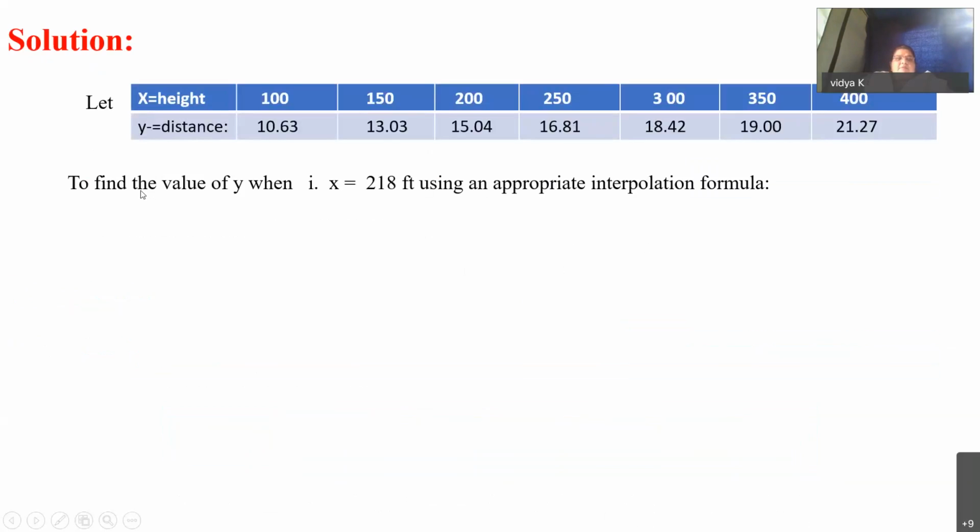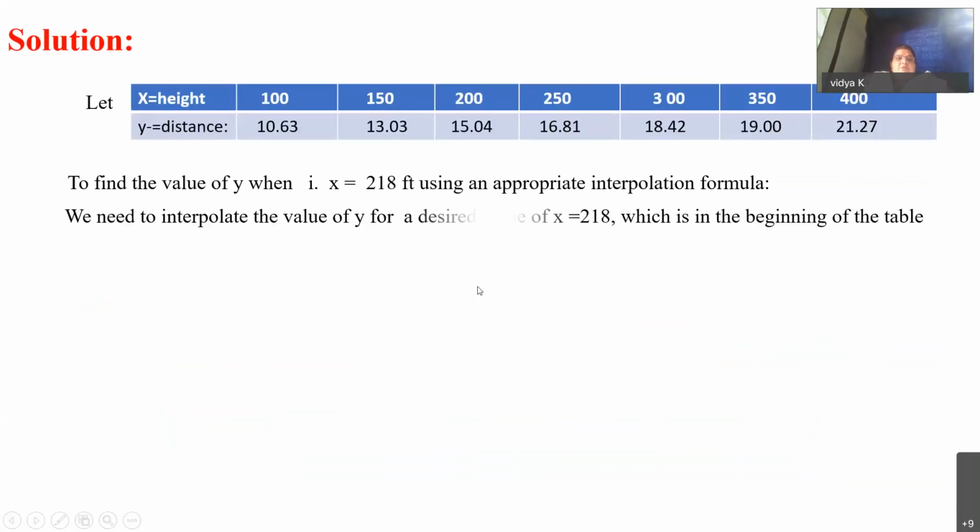Now I focus on finding the value of y when x equals 218 feet using an appropriate interpolation formula. So we need to interpolate the value of y. Why is it interpolation? Because the value is inside the table, not outside. The desired value of x equal to 218 is in the beginning of the table. You may ask, it is not in the beginning of the table. Why? Because beginning means it should be close to 100 or 150, in between these two values. But it is close to 200, or in between 200 and 250.